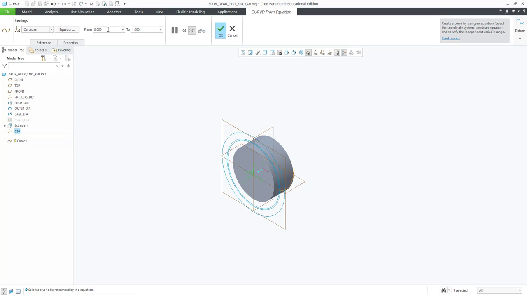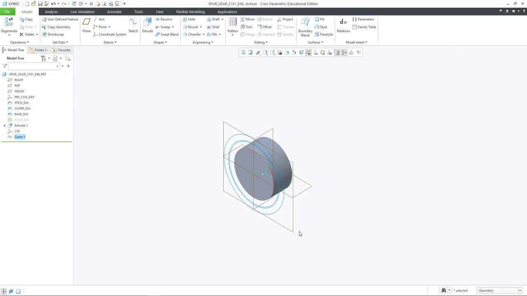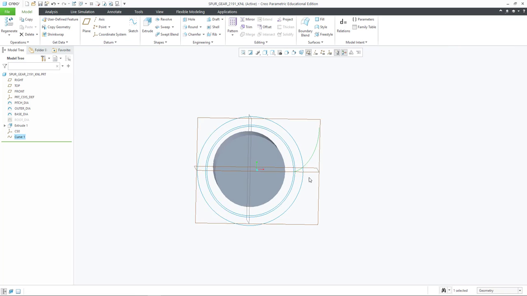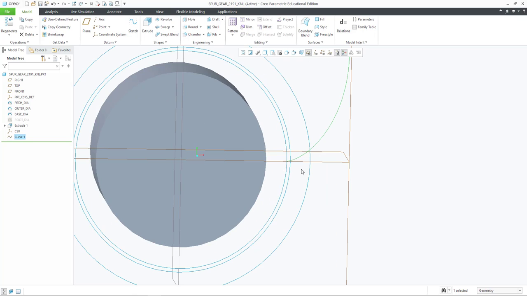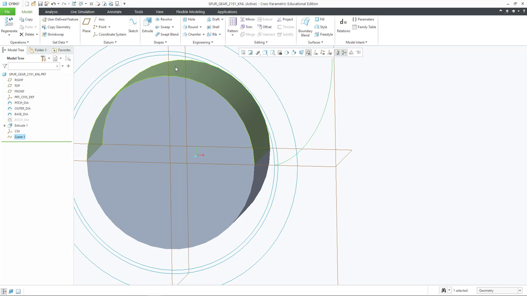And as we go from 0 to 1, so those are T steps from 0 to 1, there's our involute tooth profile. So that's one side. We need to flip it over and get the other side. So we're going to do a couple of helper geometries to get us there.